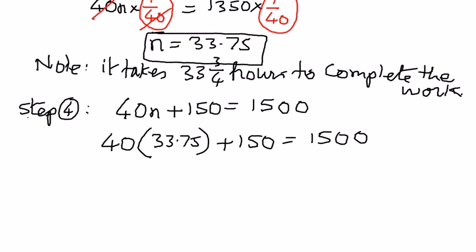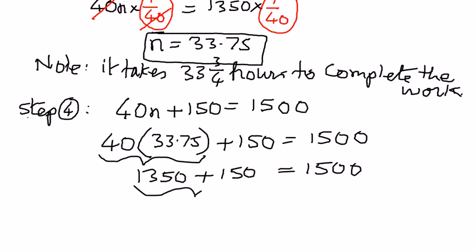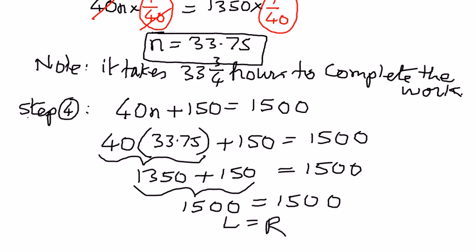40 times 33.75 is going to be equal to 1350, and if we add 150 to that, that should equal 1500. So 1350 plus 150 is in fact equal to 1500. That is exactly the value we have on the right hand side, and therefore this goes to prove that the value of n we have arrived at, 33.75, is exactly correct.